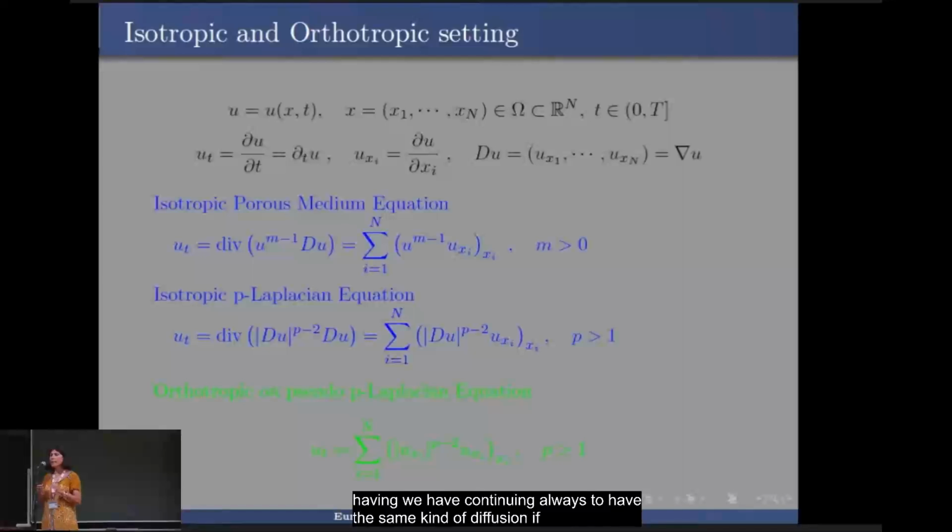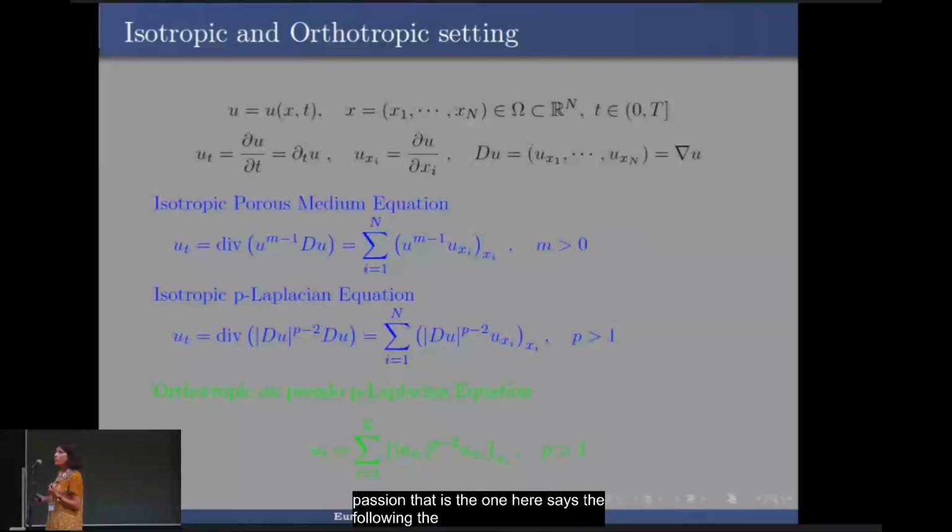If we are saying that that is not the case, we can have two cases. One is called the pseudo-p-Laplacian, that is the one here, and says the following. The diffusion now does not depend on the full gradient of u, but just on the specific i-th partial derivative of u regarding x_i. So this is the major difference between this pseudo-p-Laplacian and the isotropic p-Laplacian.